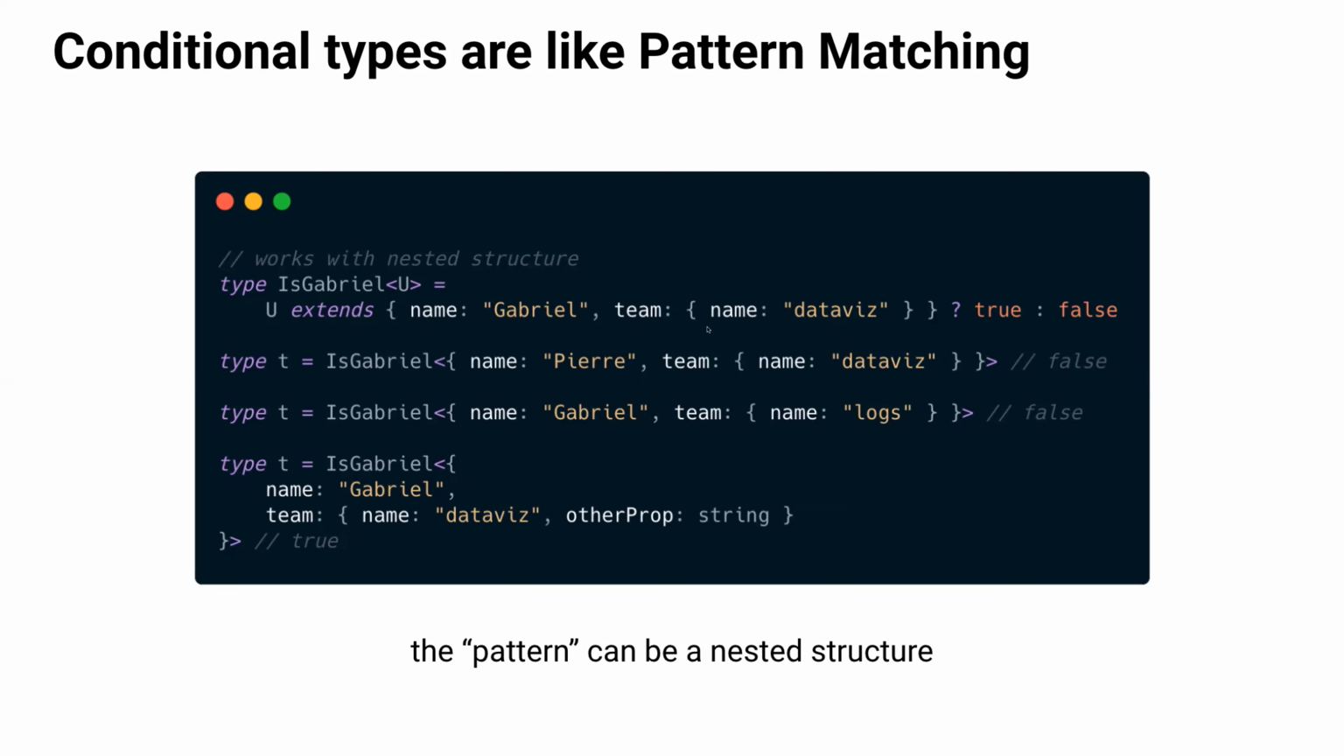And the team property, which is an object with a name Database, then it's me, otherwise it's not. And so as you can see, if you give the wrong name, it doesn't work. If you give the wrong team, it doesn't work. So that's pretty handy.